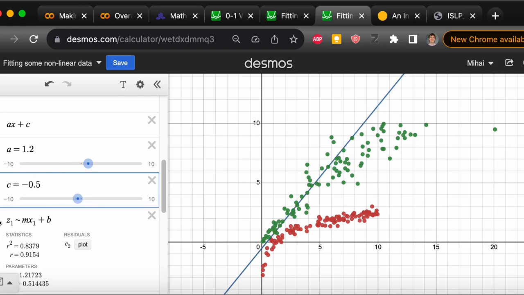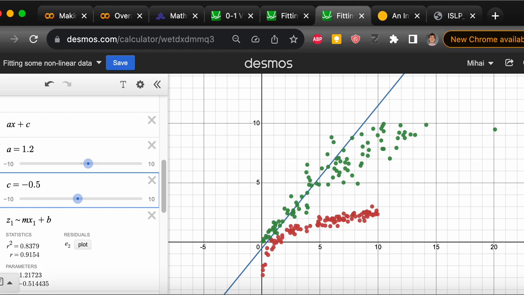So this blue line is the best fit line for these green points, and it is pretty good because the things are more linear than the red points were. It's not perfect, it's still not great over there, but it is more or less linear. It has the right shape, it's going up in the right ways, and so on.